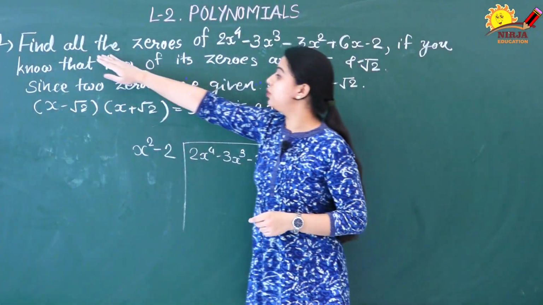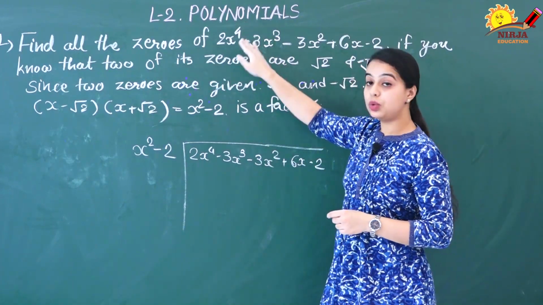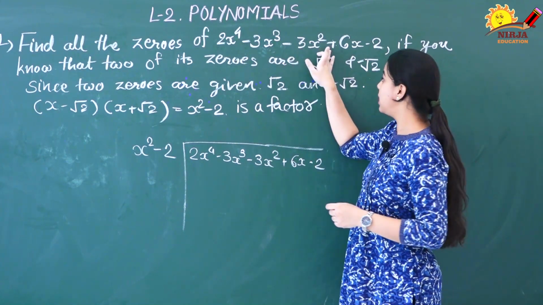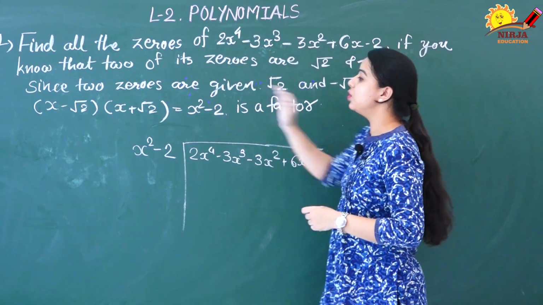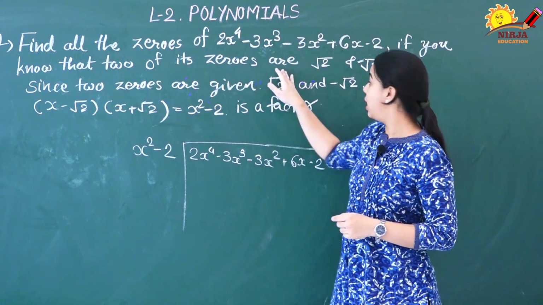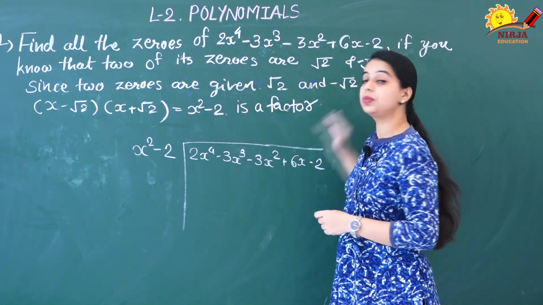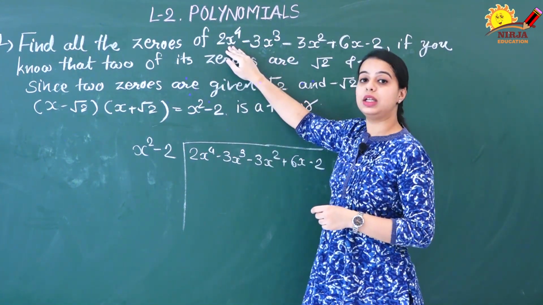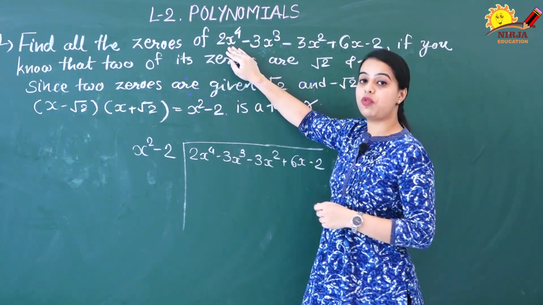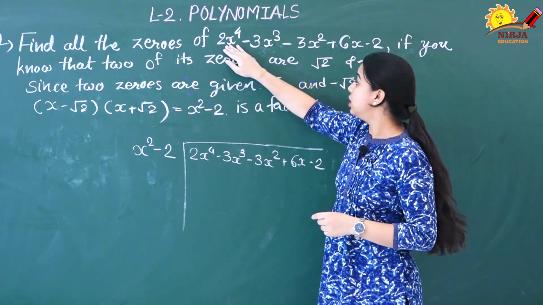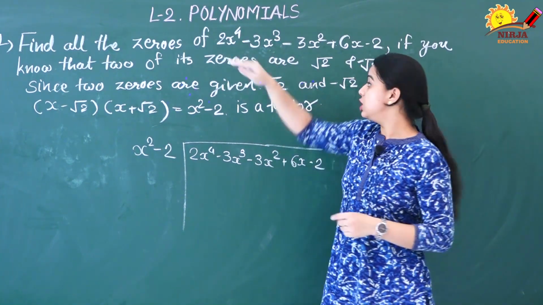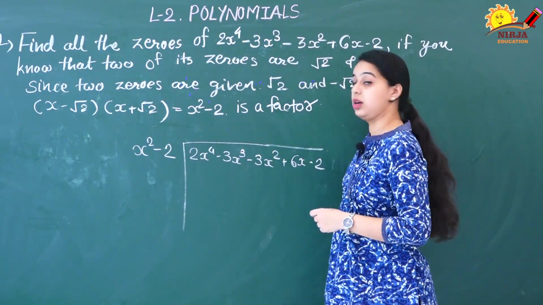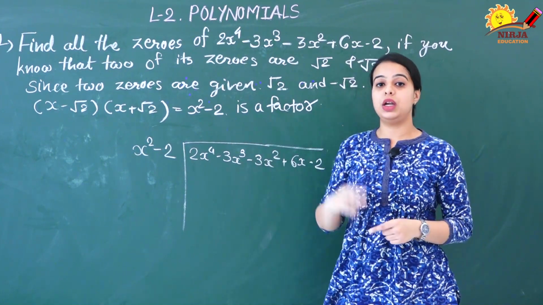Here it is given: find all the zeros of 2x raised to 4 minus 3x cube minus 3x square plus 6x minus 2, if you know that two of its zeros are root 2 and minus root 2. My dear children, here two zeros of this polynomial are given and they have asked us to find the other two zeros. As the degree of this polynomial is 4, this polynomial can have a maximum of 4 zeros, and from that 2 zeros are given and they have asked us to find the other 2 zeros.